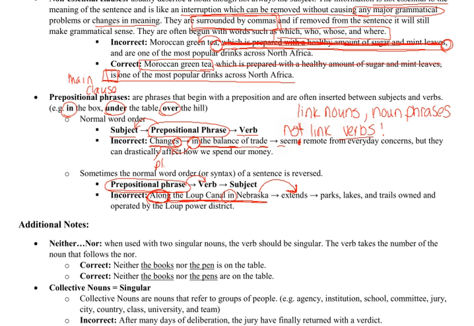So it's not the canal extends. That's not what it's saying. What extends? Well, if you look, the subject actually follows the verb. Parks, lakes, and trails are what is extending along the Loop Canal. So parks, lakes, and trails is a plural subject. Extends with that S is that singular verb. So we again need to make that verb plural by getting rid of the S. Parks extend along the Loop Canal.